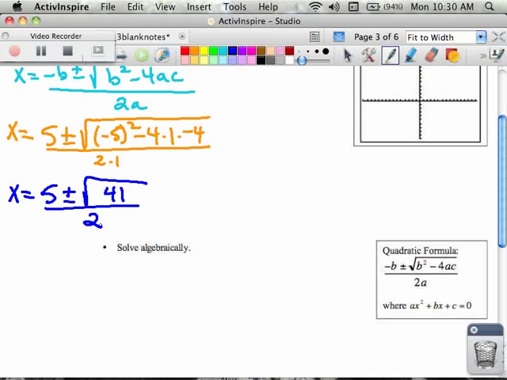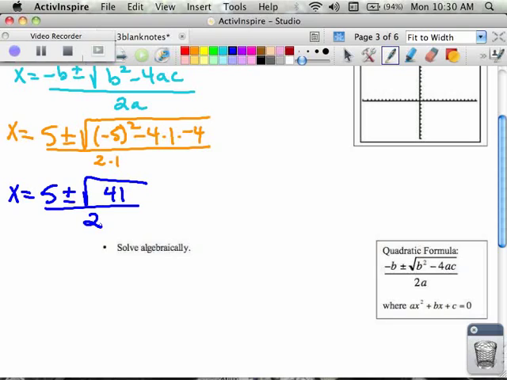So this 5 plus or minus the square root of 41 over 2, those are the exact answers. Those are the best answers. Nobody can be better than you if you have those answers. The other ones, the -0.702 and the 5.702, those are approximations, really good ones, within 1/1000th, but they are not the answers. They're approximations.